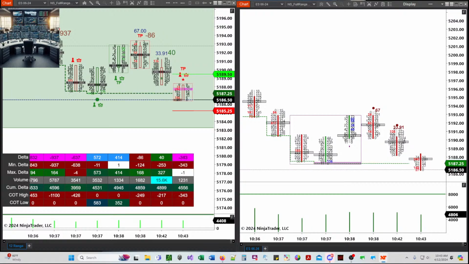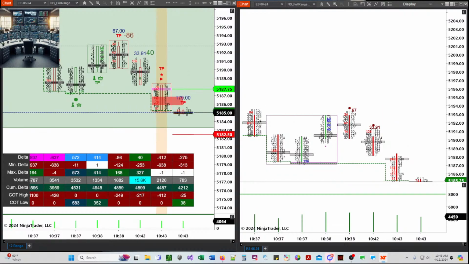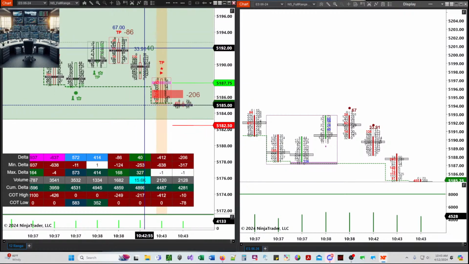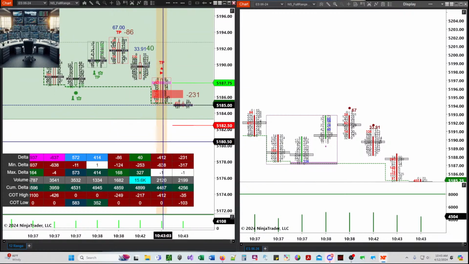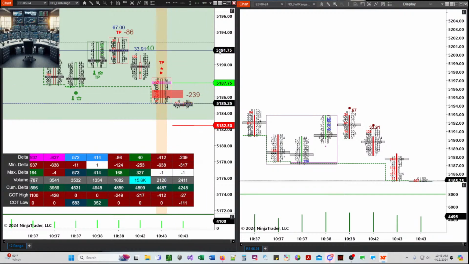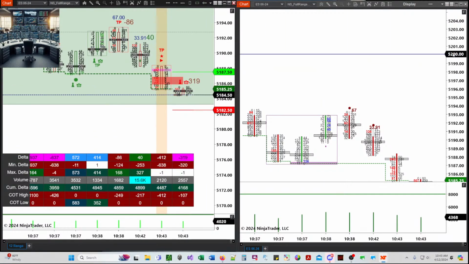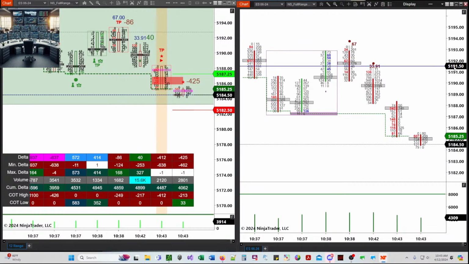But that being said, the Dow is down 360. Minus 86. We got a plus 40. Now we got a minus 412. We're gonna break some new lows or what?